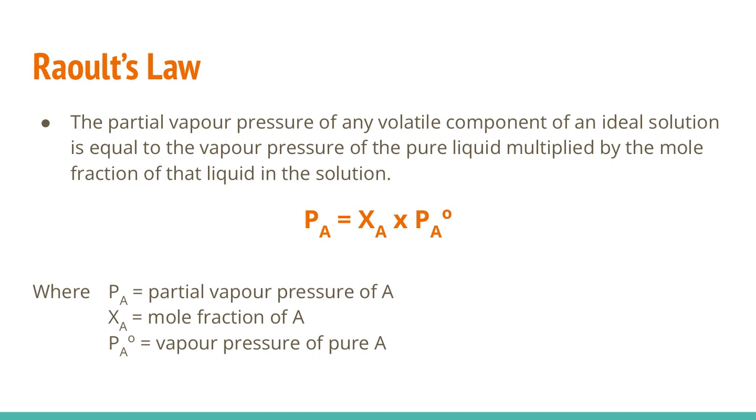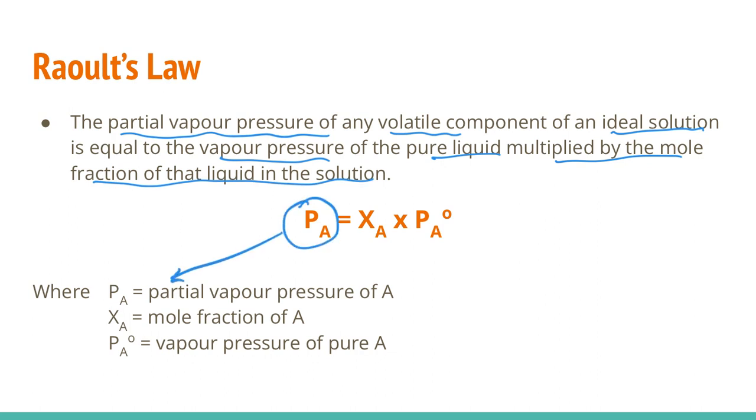Okay, so what does that have to do with Raoult's law? Well, Raoult's law says that the partial vapor pressure of any volatile component of an ideal solution is equal to the vapor pressure of the pure liquid multiplied by the mole fraction of that liquid in solution. So P_A, the partial vapor pressure of A, is equal to the mole fraction of A times the vapor pressure of pure A. So we can figure out the partial vapor pressure of A if we know what the mole fraction and the pure vapor pressure of A are. So this can be a very, very useful equation.